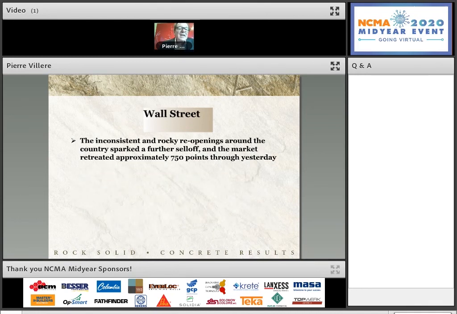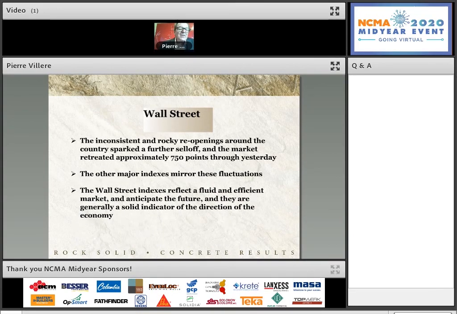And the inconsistent and rocky reopenings around the country sparked a further sell-off, and the market retreated approximately another 750 points through yesterday. The other major indexes mirror these fluctuations. The Wall Street indexes reflect a fluid and efficient market and anticipate the future, and they are generally a solid indicator of the direction of the economy.